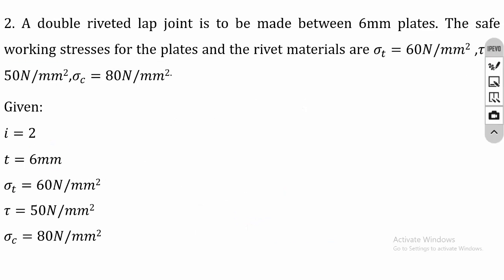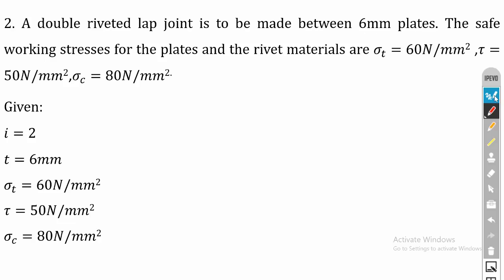So the tutorial problem is, a double riveted lap joint is to be made between 6 mm plates. So here the plate thickness is given as 6 mm. So here it is less than 8 mm. So we have to equate the Fs value with Ft to find the thickness of the plate.